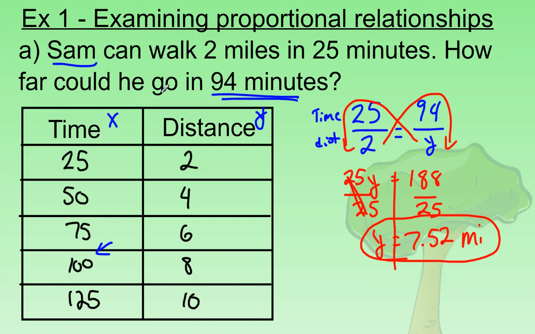Because if Sam walks for a little bit and then he stops for 25 minutes and then he walks a bit more and then he starts running, well, then this would not necessarily be true. This says every time he's walking for 25 minutes, he goes 2 miles. He walks for another 25 minutes, another 2 miles. It's very important that his speed is constant, or else we couldn't do the problem.